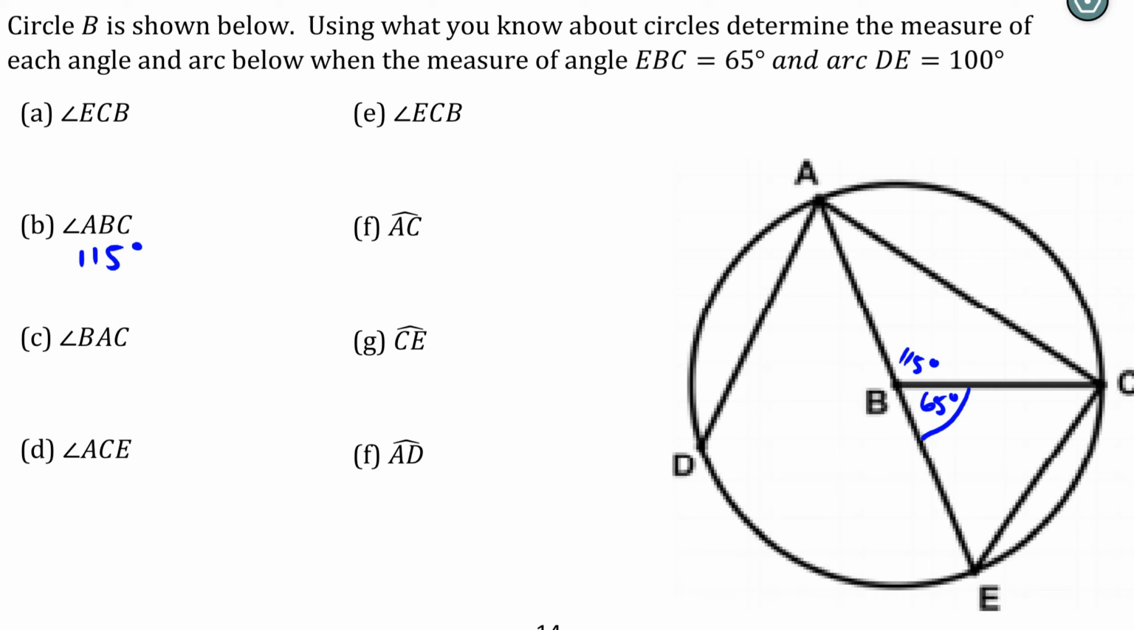Now, the other thing I know is that these are all radii. That tells me that triangle EBC is isosceles, meaning these two base angles at E and C are equal to each other. So if I do 180 minus 65, I get 115. If I divide 115 by 2, I get 57.5. So this angle is 57.5 degrees.